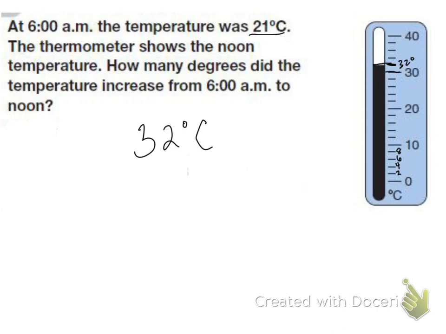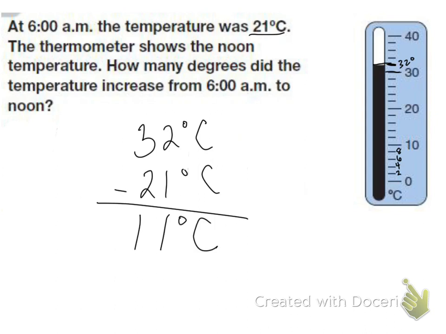Okay. To figure out how much the temperature changed, I will do 32 degrees minus 21 degrees Celsius. 2 minus 1 is 1, and 3 minus 2 is 1. So the temperature raised 11 degrees Celsius.